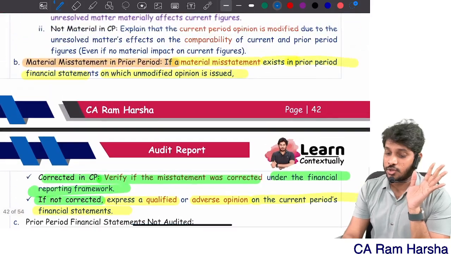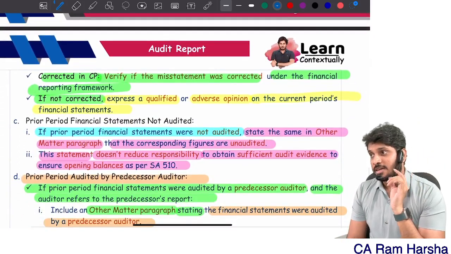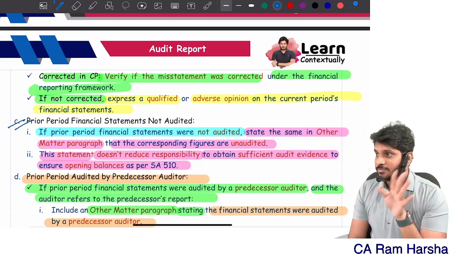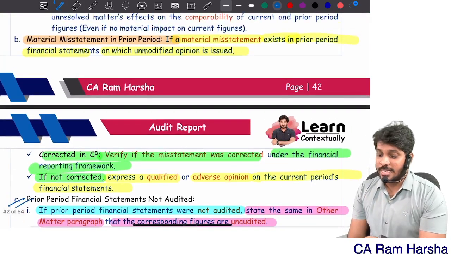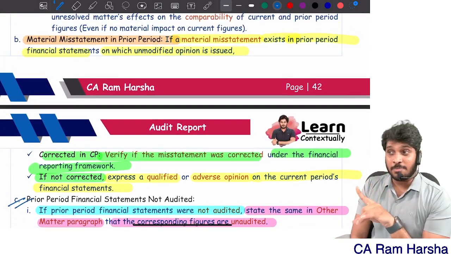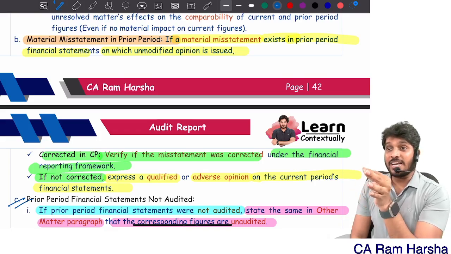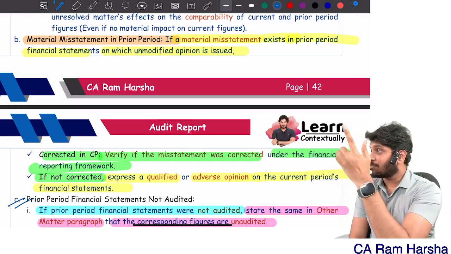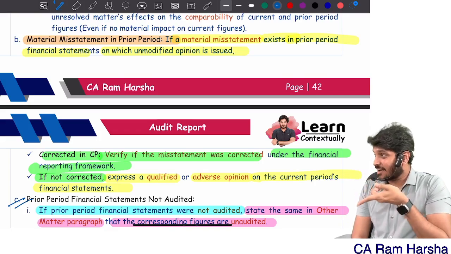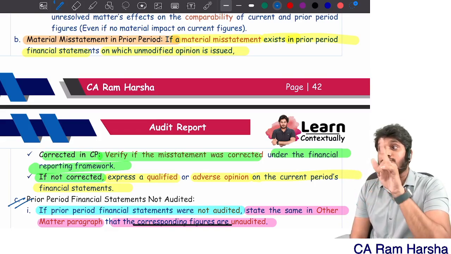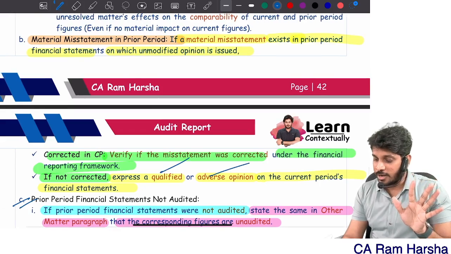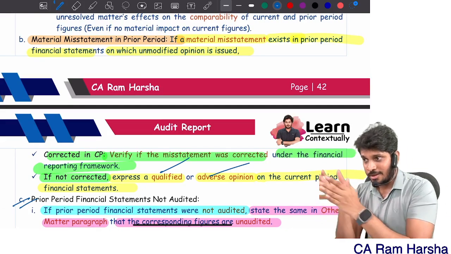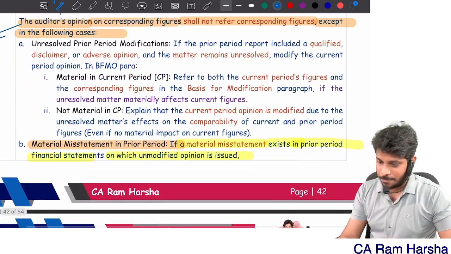In the exam they will ask you: suppose prior period financial statements are not audited, what is the disclosure requirement? You should write that point. Suppose they ask: there is a material misstatement in the prior period financial statements, what is the responsibility of the auditor under 710? Verify whether that prior period material misstatement is rectified in the current period as per the applicable framework. If not rectified, give a qualified opinion or adverse opinion, because current year financial statements are materially misstated to that extent.